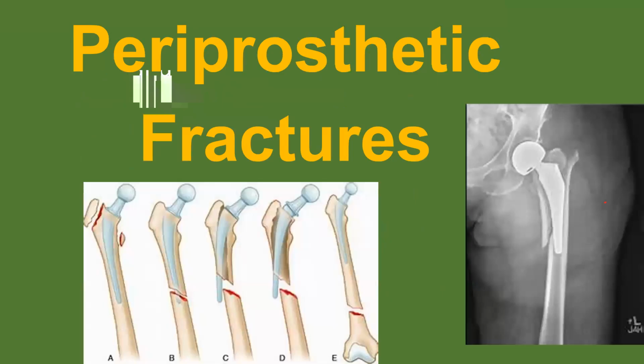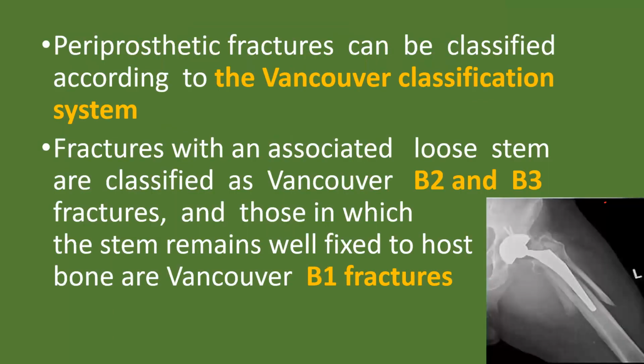So this is it. I would like to mention periprosthetic fractures. We all know that we're using the Vancouver classification. In A you have the trochanter, greater or lesser trochanter, and then B, B1 and B2. You have to pay attention that you can have a fracture along the stem, and the prosthesis, fractures with an associated loose stem.